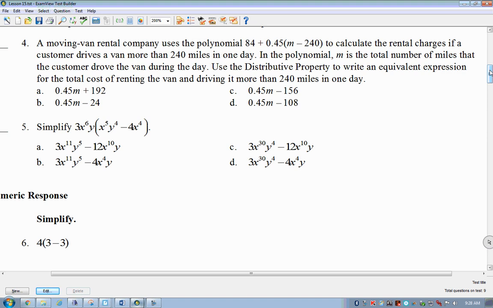We want to use the distributive property to write an equivalent expression for the total cost of renting a van and driving it more than 240. Basically, all they're saying here, and it's really, really wordy, is they're saying simplify this expression just like what we've done. Okay? Let's see, McEwen, what would you do first? We're on number 4. Yep. We're basically, all we're doing is taking this equation right here and simplifying it.